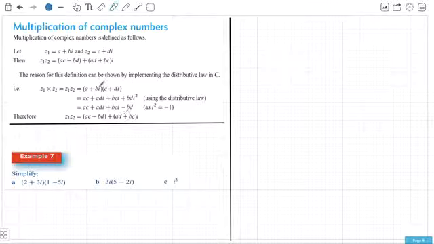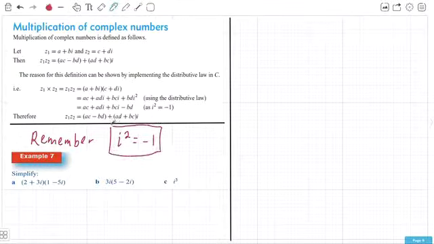It's a good idea usually to use brackets so that you can see what's going on, and also to make use of the really important result, which is that i squared equals -1. You have to remember that. That's a really key result you're going to use for simplifying in your multiplication. So we'll get started. Let's look at the first one here.